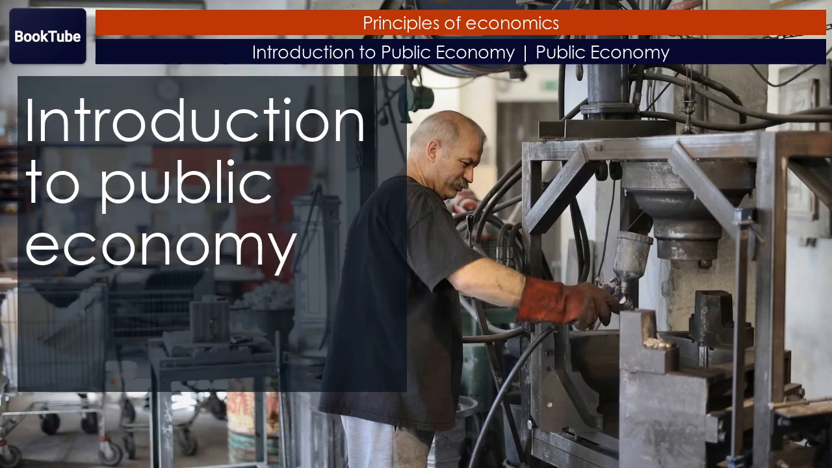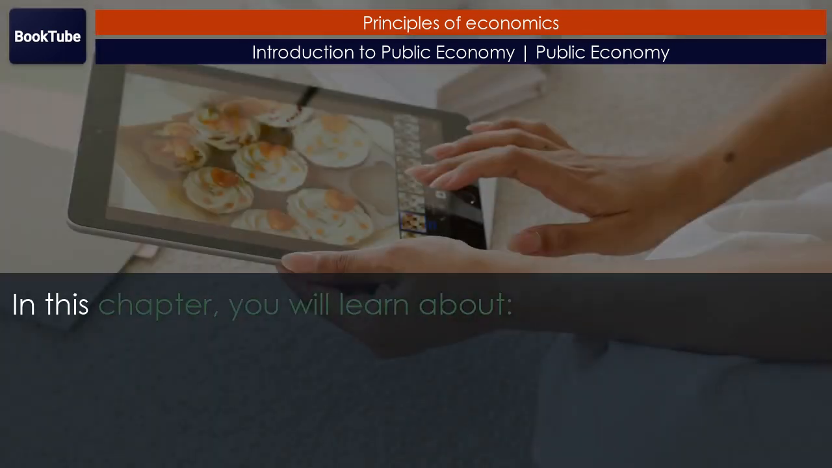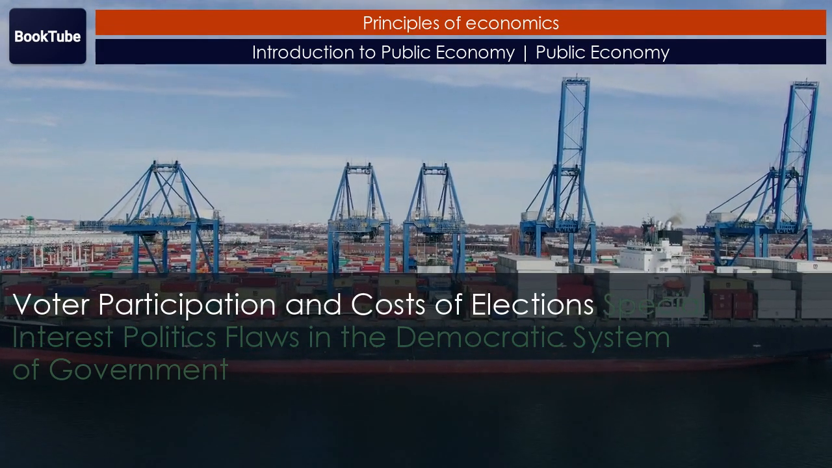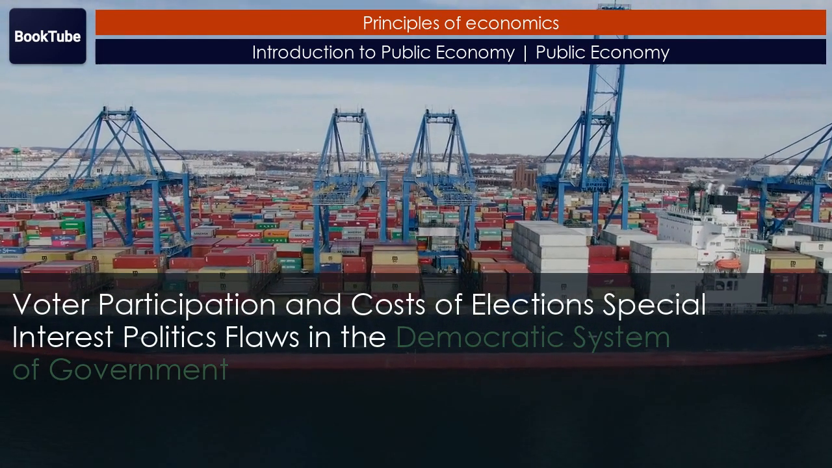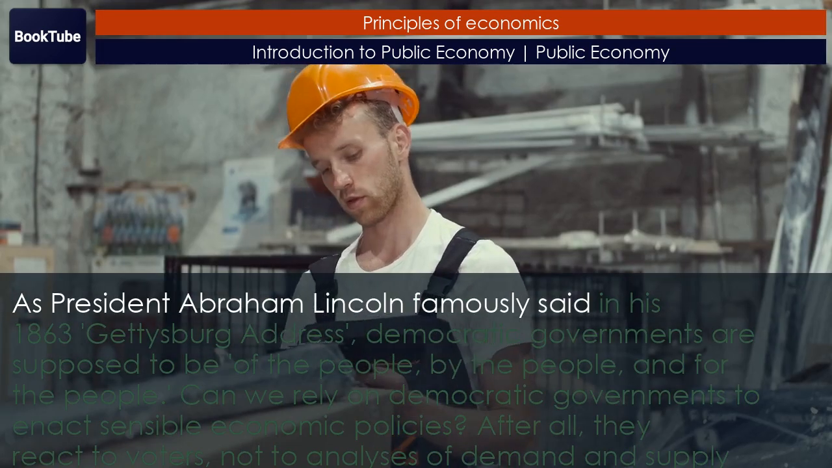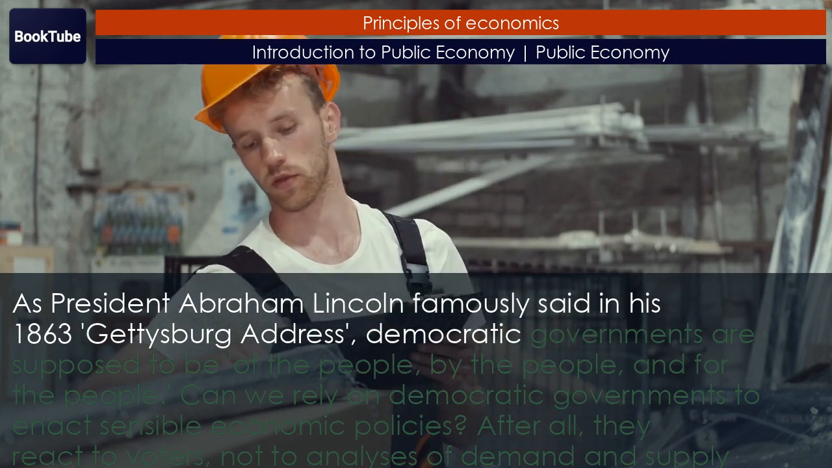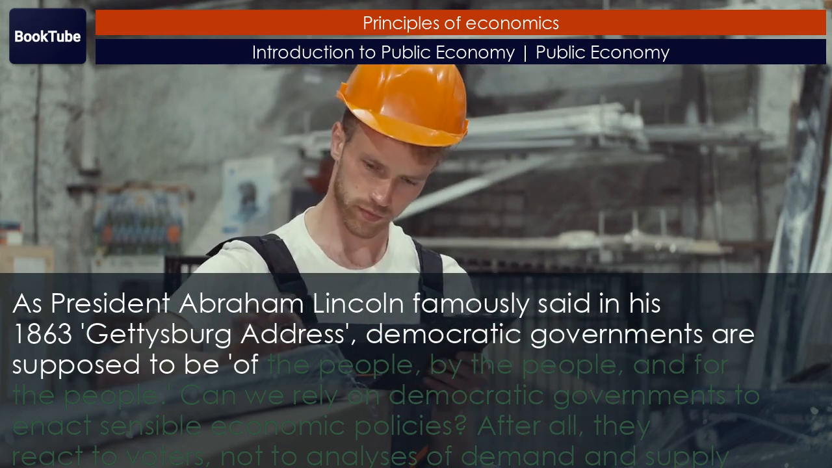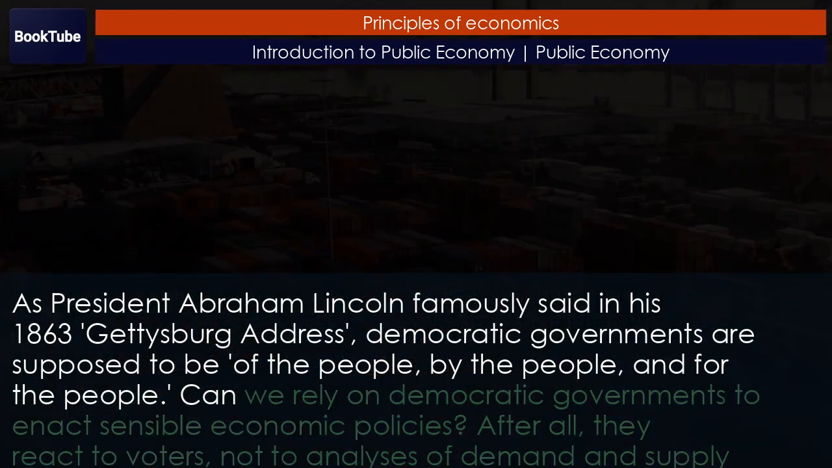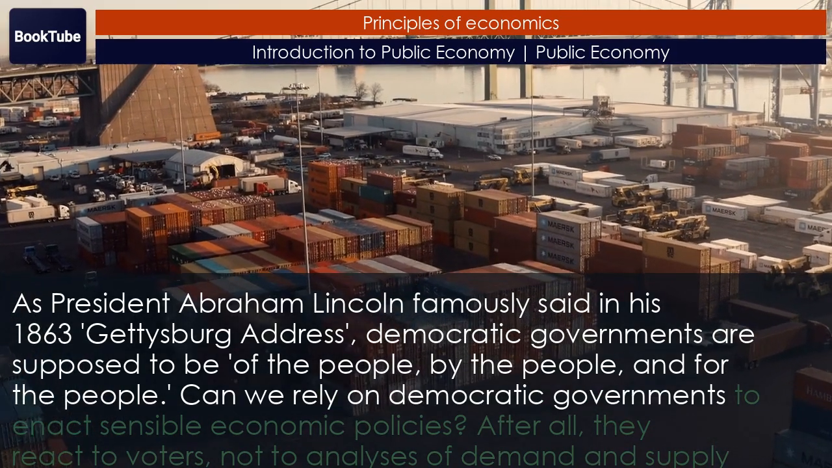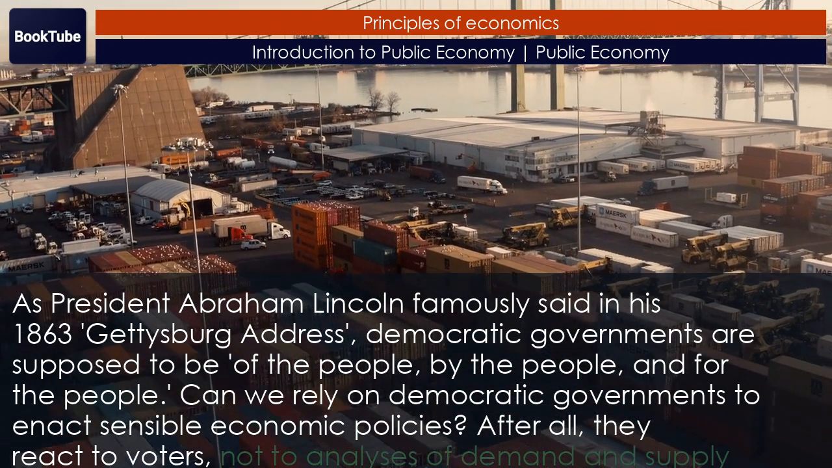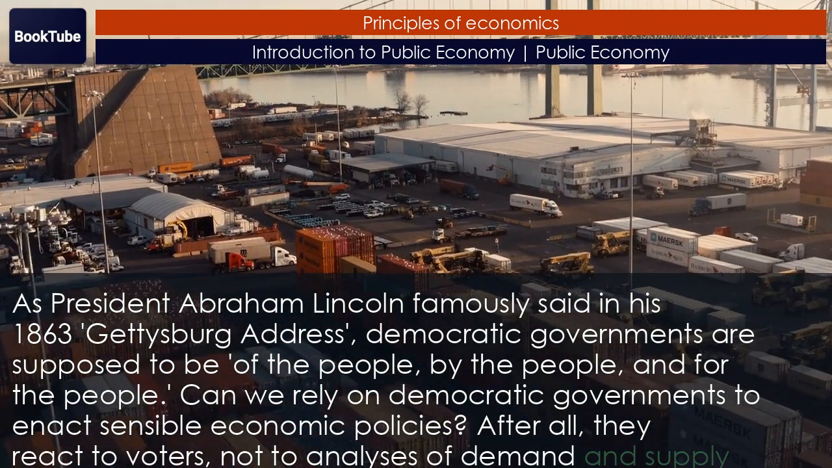Introduction to Public Economy. In this chapter, you will learn about voter participation and costs of elections, special interest politics, and flaws in the democratic system of government. As President Abraham Lincoln famously said in his 1863 Gettysburg Address, democratic governments are supposed to be of the people, by the people, and for the people. Can we rely on democratic governments to enact sensible economic policies? After all, they react to voters, not to analyses of demand and supply curves.